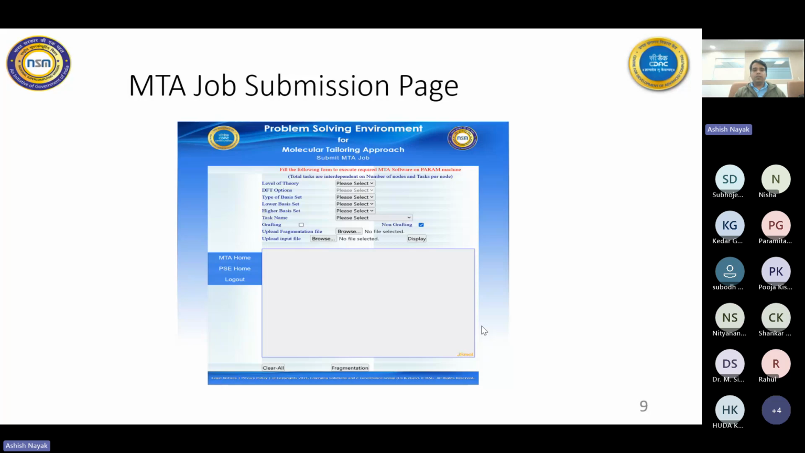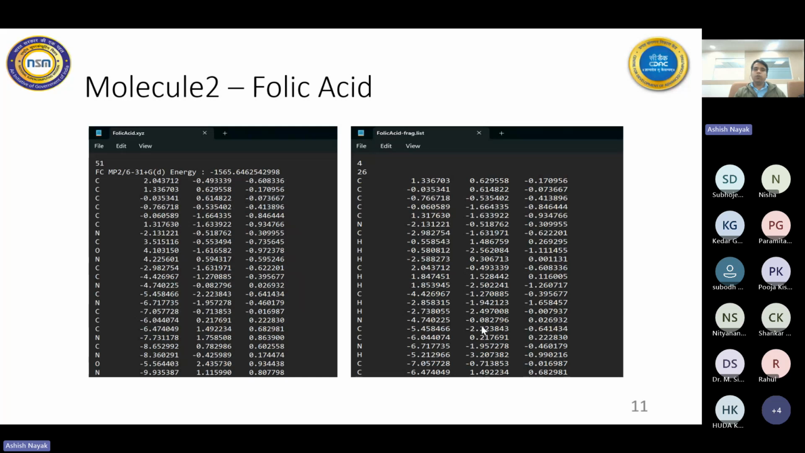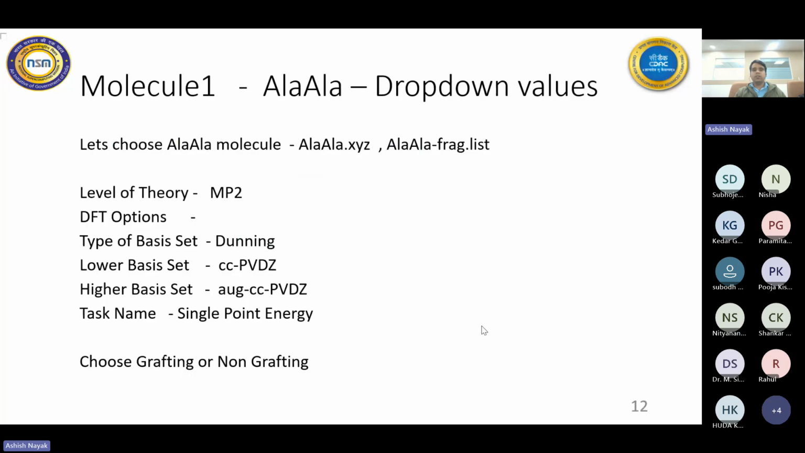After this, these are the molecules we will take. I'm going to show you basically 2 molecules, and how to submit a job through them. So here is the ALA molecule. This will be our molecule 1. And then I will show you molecule 2, which will be the folic acid molecule. There is an XYZ file and a .list file, which we have also given you the link to download. If you have downloaded it, you can see the basic structure of the file.